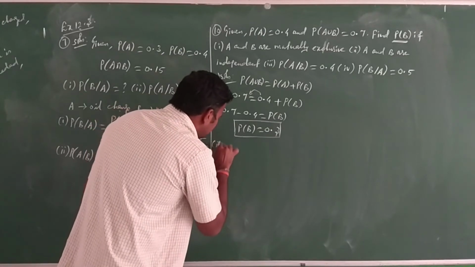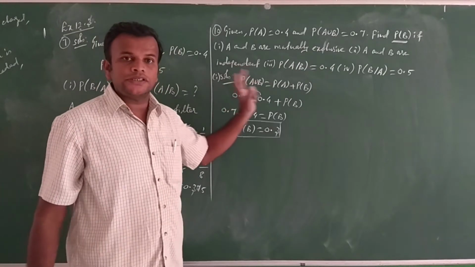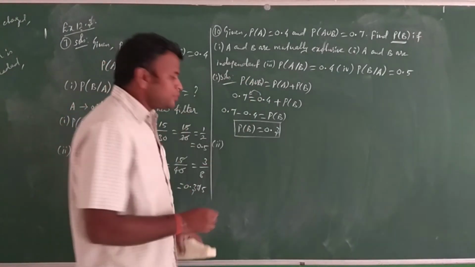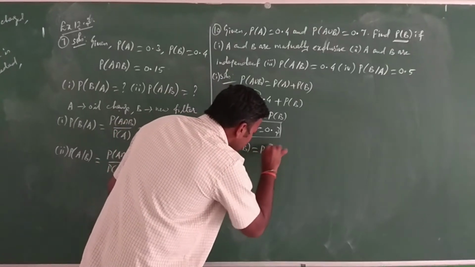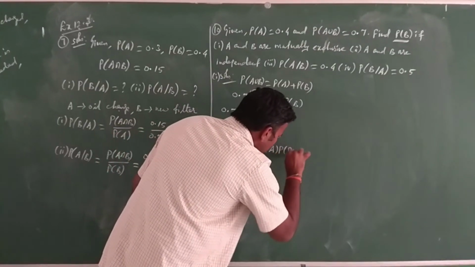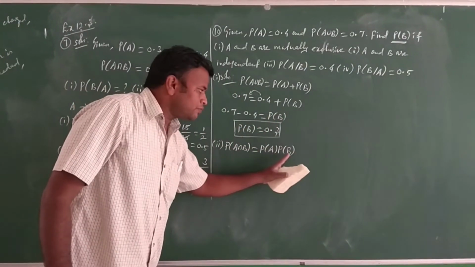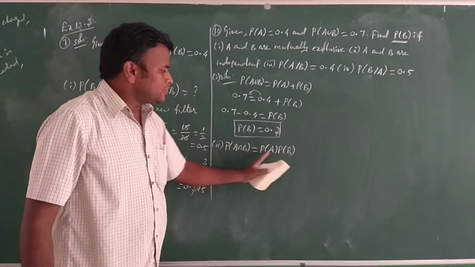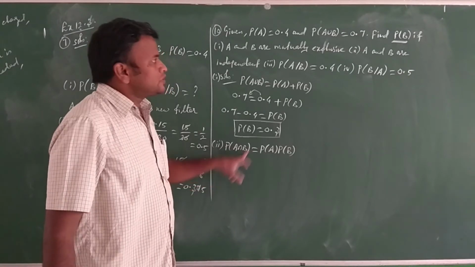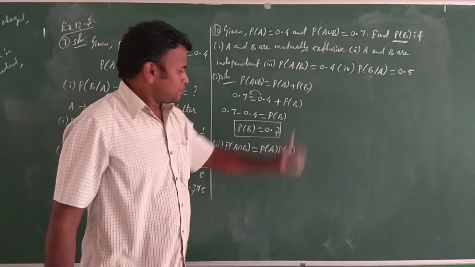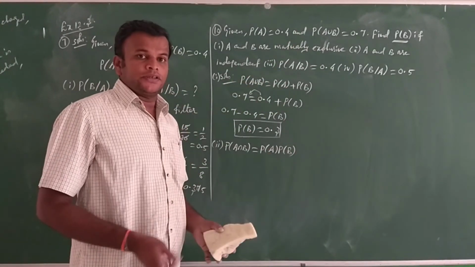Now in the second one, A and B are independent. If A and B are independent, P of A intersection B is equal to P of A times P of B. We need to find P of B only. The intersection value is equal to P of A times P of B. But P of A intersection B is not given. P of A is given, P of B we need to find.